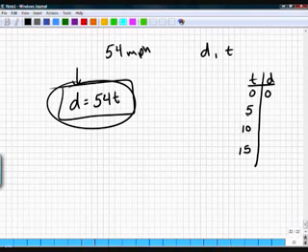If you travel for 5 hours, I'll give you a second to think about that. Try to do it without your calculator. Think about it. 54 times 5. What's 50 times 5? 250. Now what's 4 times 5? 20. What's 250 and 20? 270. 54 times 10? 540. 54 times 15. Let's think about that. You multiplied it by 5 and you multiplied it by 10. Just put those together. 810.